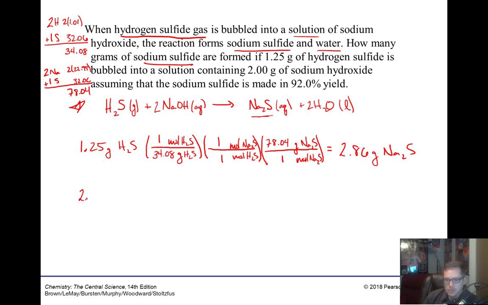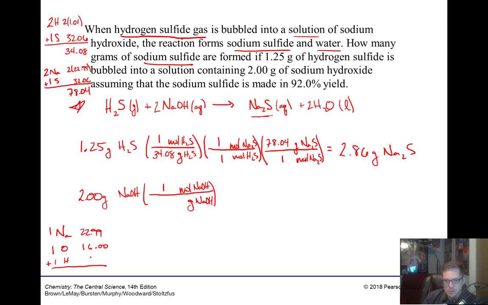We're starting with 2.00 grams of NaOH. So we're going to draw our parentheses. We put grams of NaOH in the bottom and moles of NaOH in the top. For every 1 mole, now we have to find the molar mass of sodium hydroxide. See how much fun this is? We've got 1 sodium, 1 oxygen, 1 hydrogen. So we take 22.99 plus 16.00 plus 1.01, which should give 40.00.